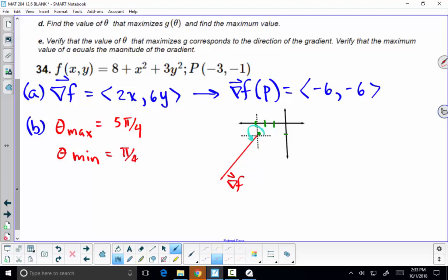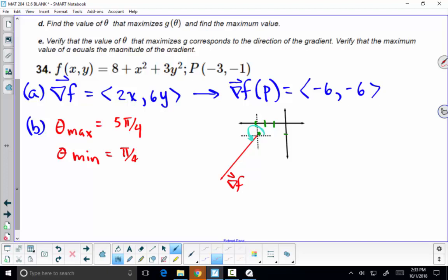Are they always multiples of pi over 4? No. Why would they be? It just depends on how x and y are related. Yeah, it's not always a multiple of pi over 4, unless x and y are related properly. So theta is calculated off of the point, del f of p.